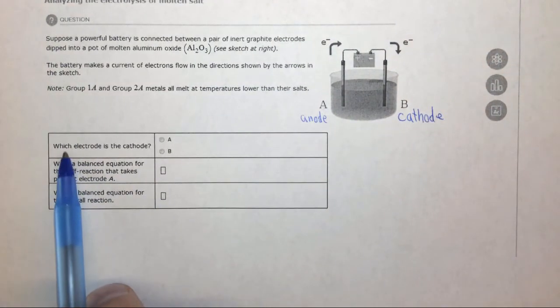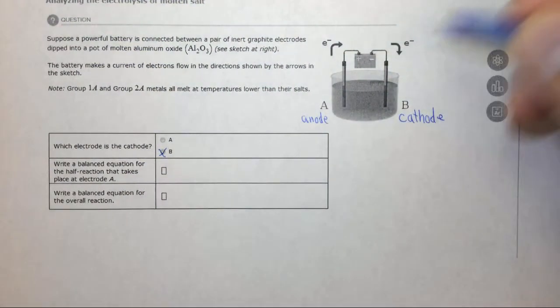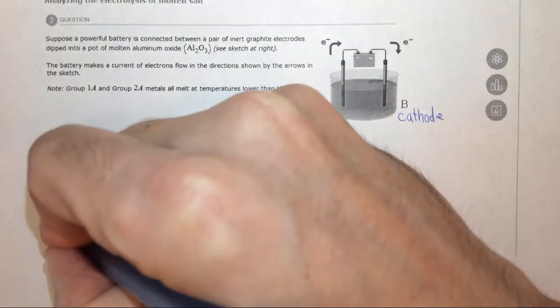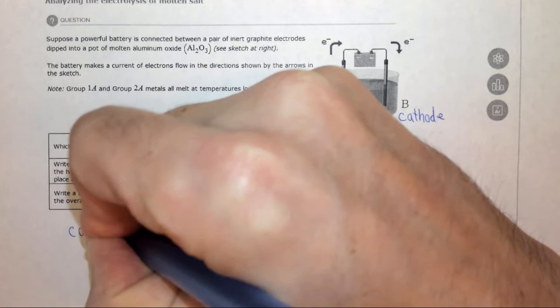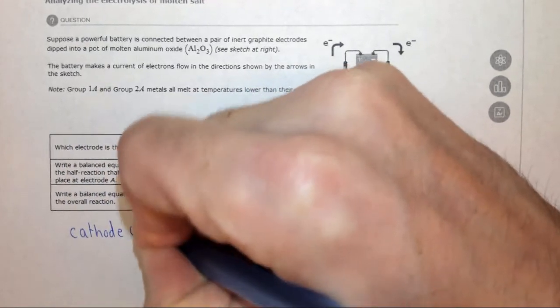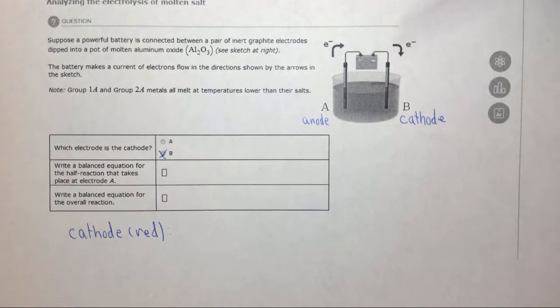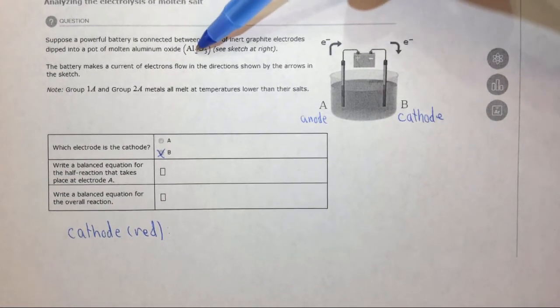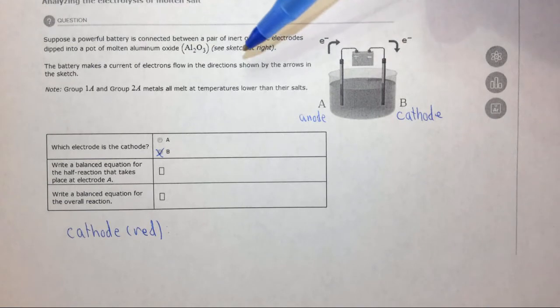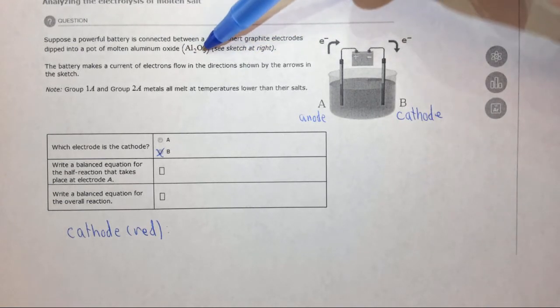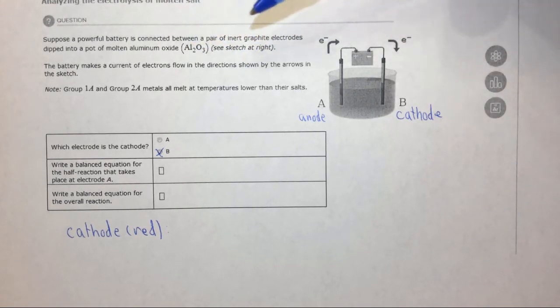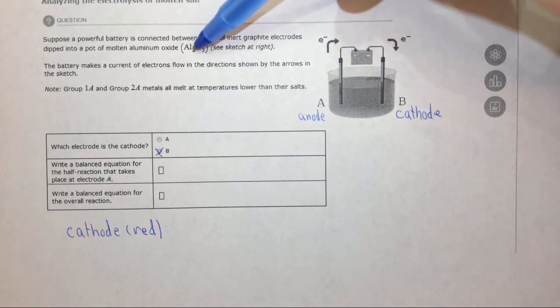But before we do that, we can answer this question. Which electrode is the cathode? Well, the cathode is B because electrons are flowing in. At the cathode, reduction is occurring. And if we're going to form a salt back into its metal and non-metal as elements by electrolysis, then the reduction is going to occur for the metal.